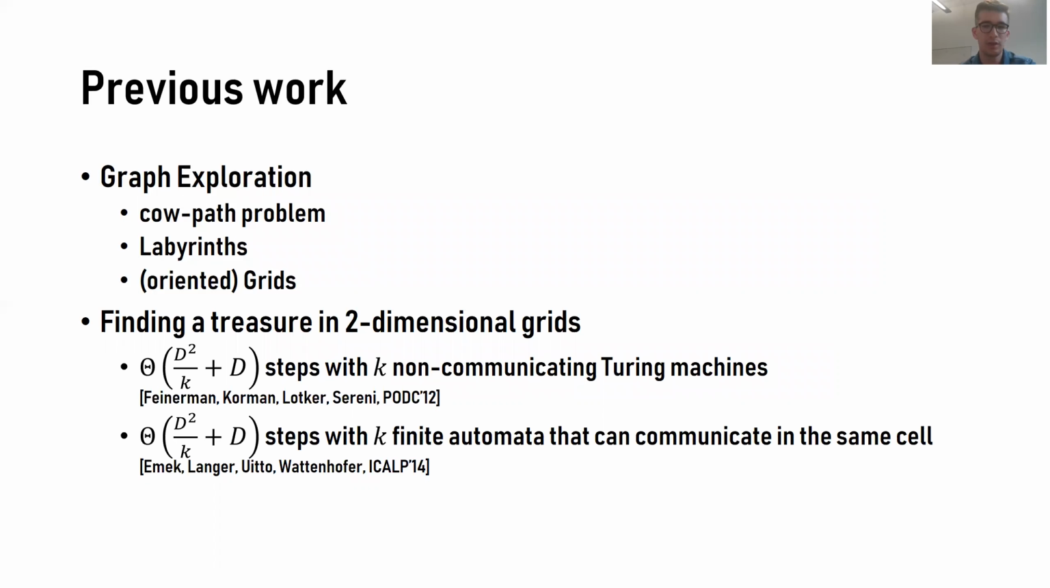The first paper that introduced this ANS problem was by Feinerman, Corman, Lotker, and Sereni. What they considered is trying to solve this problem with non-communicating Turing machines. The question they were interested in is, can we achieve some sort of speed up using multiple non-communicating agents compared to using just one? And they answered this in the affirmative. They showed that if you have k non-communicating Turing machines, then they can find a treasure at distance d in d squared divided by k plus d steps.